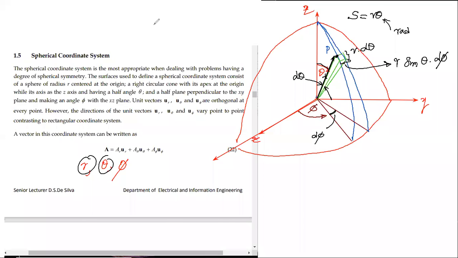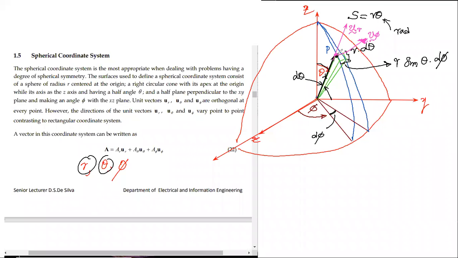Here we define the unit vectors also. We define three unit vectors. One is U R, whose direction is along this axis. This is a unit vector. As well, we define another unit vector along this way. This is U phi. The direction is always changing. When your point changes, the direction of this U phi always varies.